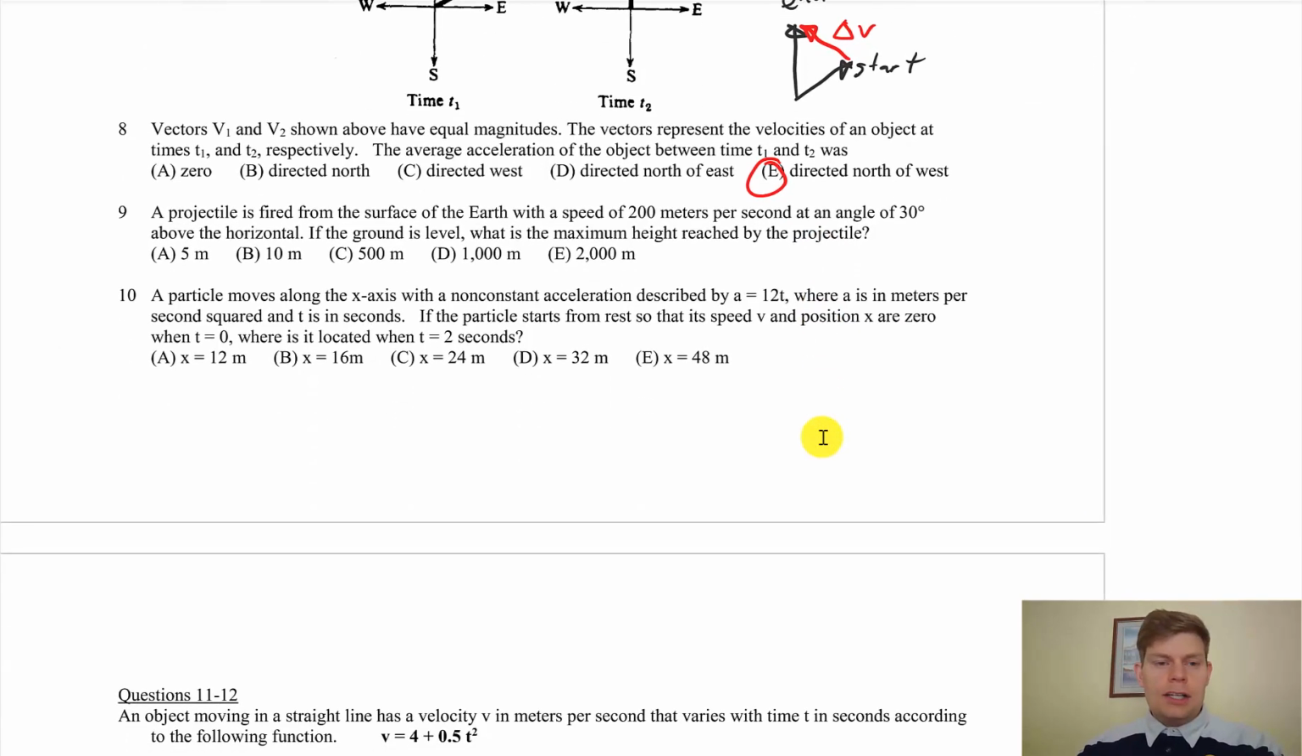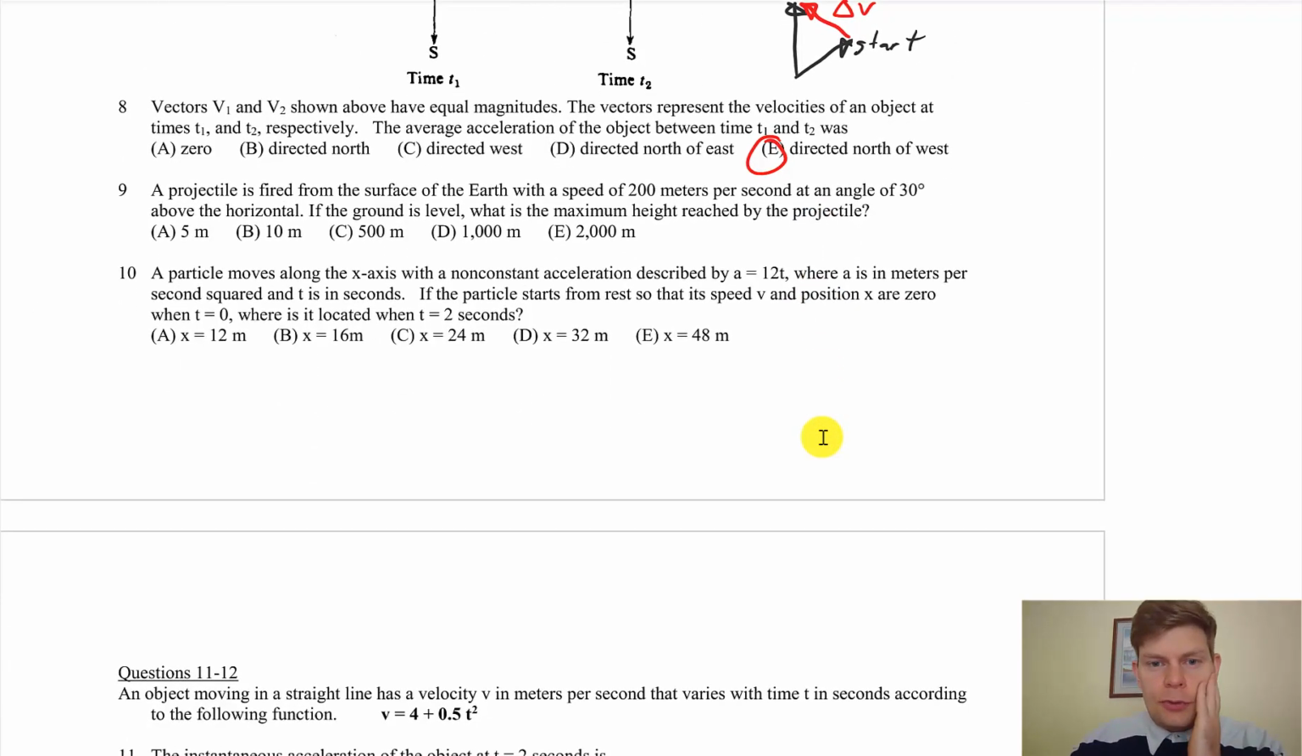All right, next we got a projectile fired from the surface of the Earth with a speed of 200 meters per second and an angle of 30 degrees above the horizontal. If the ground is level, what's the maximum height reached by the projectile? This one I shouldn't have to go over. Hopefully you remember it. Though maybe it's been a while.